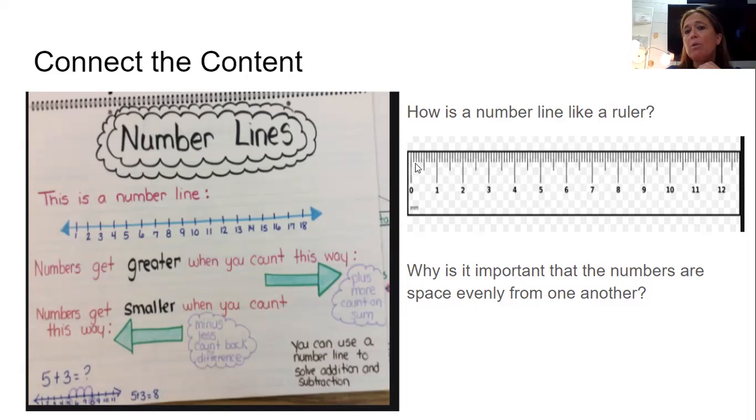Plus, if you have one ruler with one distance from 0 to 1, and then another ruler with a different distance from 0 to 1, you cannot say that centimeters or millimeters or inches are going to be the same no matter what you measure them with. Same thing here. If your number line does not have equal spacing, then you cannot say that jumping from 1 to 2 is going to be the same as jumping from 2 to 3.